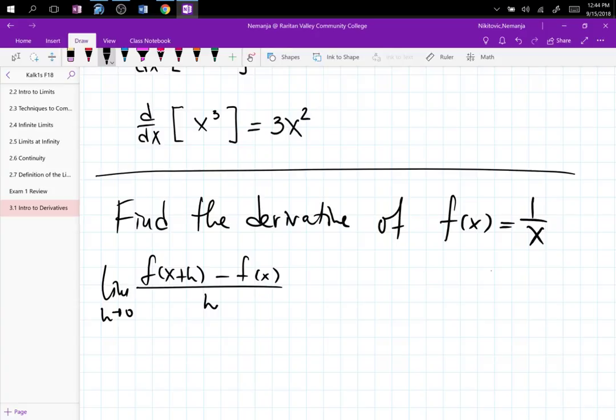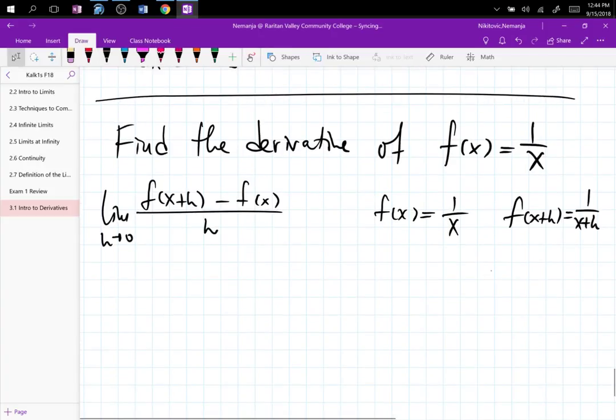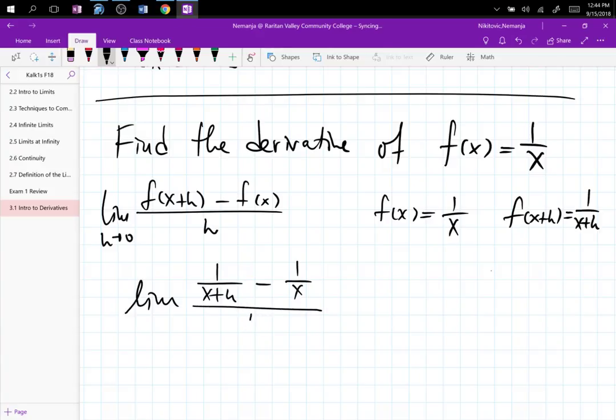So we have f of x equals 1 over x, and f of x plus h is 1 over x plus h. You replace x with x plus h. So now we need to plug this in, and we're done. So the limit of 1 over x plus h minus 1 over x, everything over h, as h goes to 0.